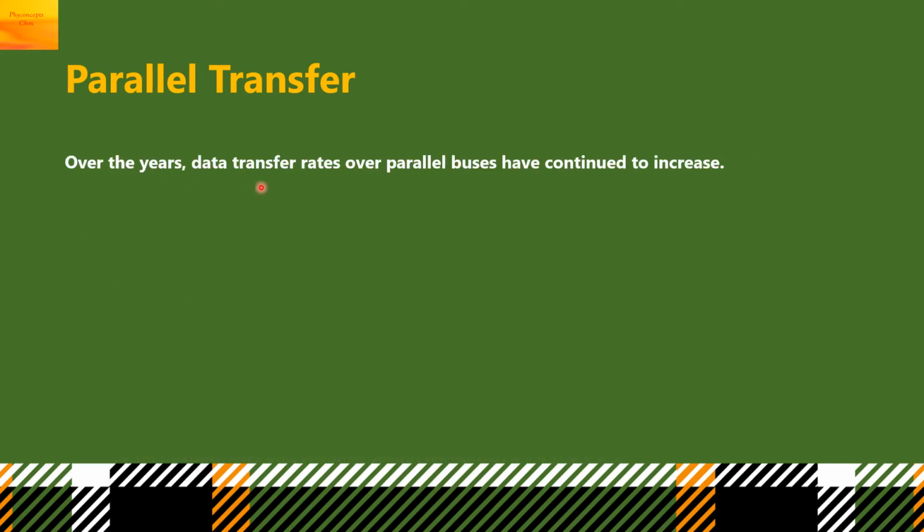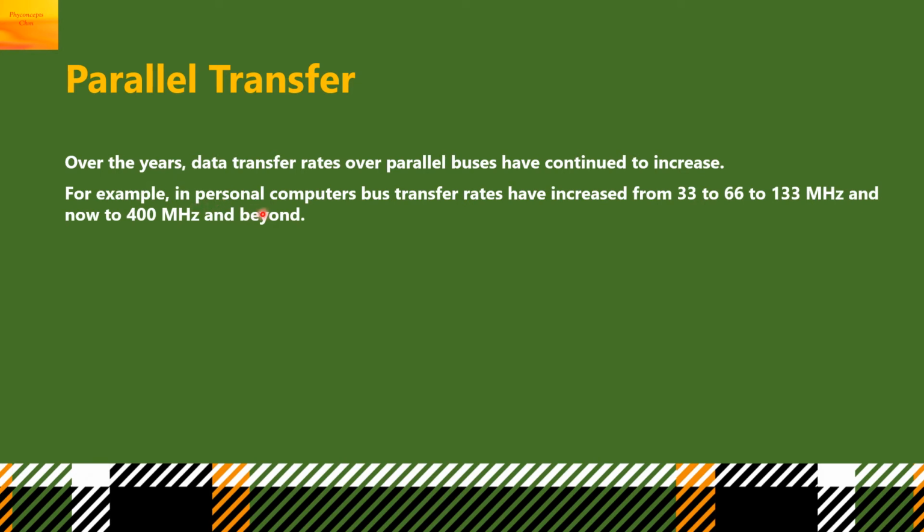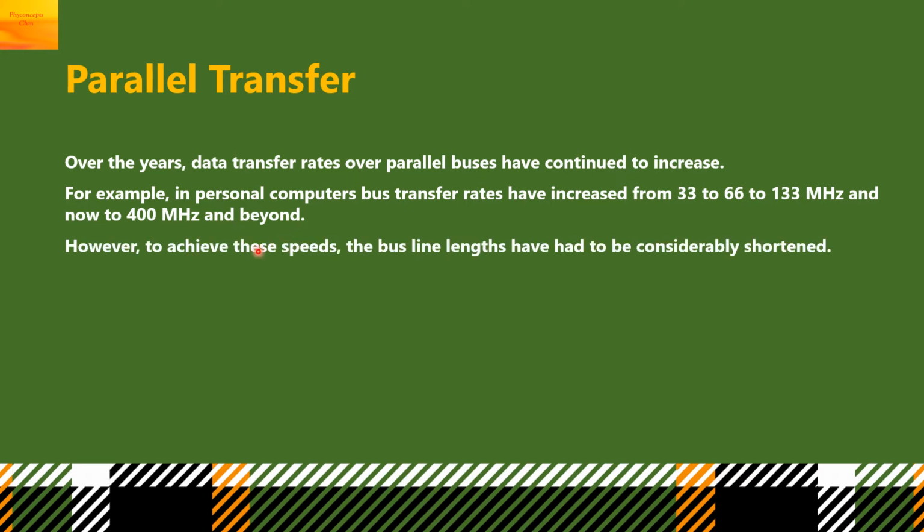Over the years, data transfer rates over parallel buses have continued to increase. For example, in personal computers, bus transfer rates have increased from 33 to 66 to 133 MHz and now to 400 MHz and beyond. However, to achieve these speeds, the bus line lengths have to be considerably shortened.